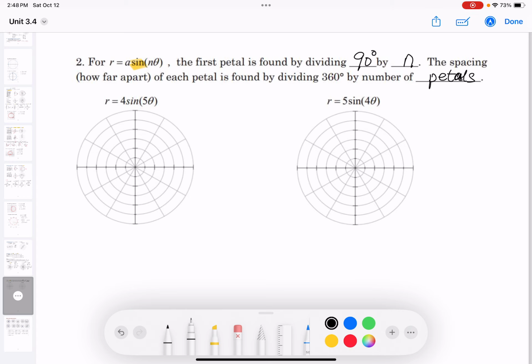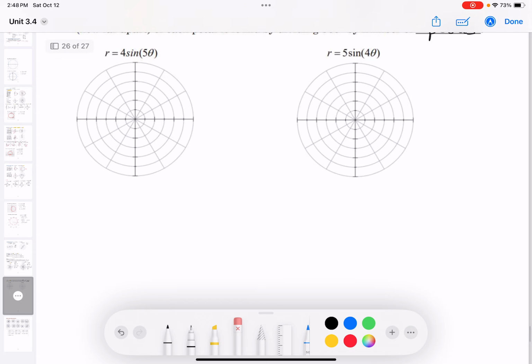For the sine and cosine, if I have, for example, sine 2 theta, and n is even, that means we need to double the petals, which is 4. If n is odd, we just keep that odd petal number, same as the cosine. Let's see the first one. I want to decide how many petals we have. First, in front of the theta, n is equal to 5. So 5 is an odd number. For the odd number, that means we have 5 petals on my rose.